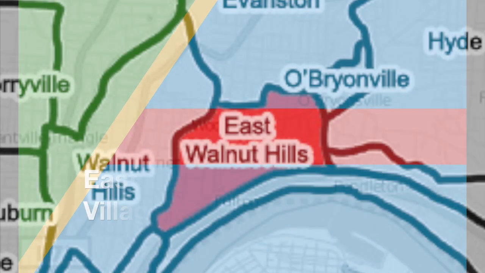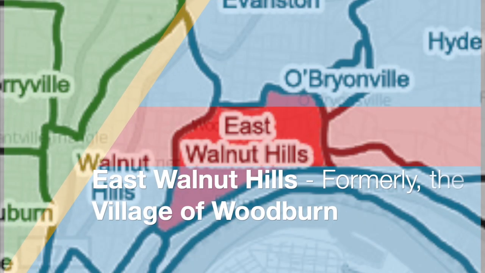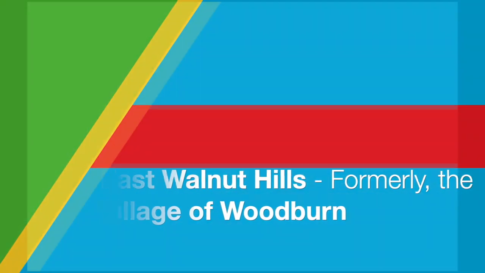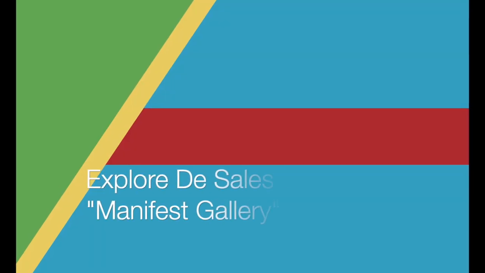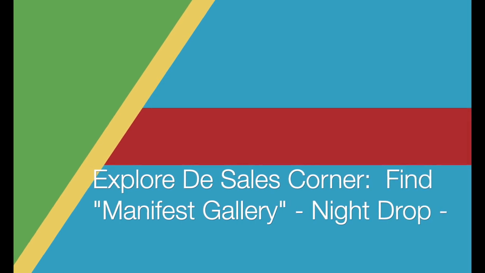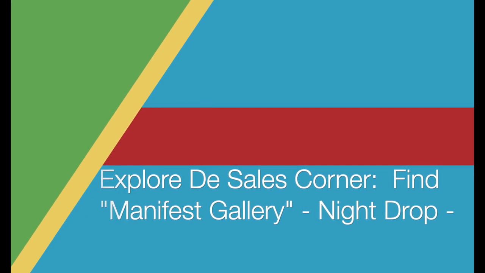East Walnut Hills. Tucked just between Evanston and Walnut Hills in Hyde Park. The origins of East Walnut Hills development are found in a small German Catholic community and the adjoining rural estates of a number of Cincinnati businessmen, which coexisted in the area beginning in the mid-19th century. You can explore this area at DeSales Corner, find the Manifest Gallery, or have a drink at Night Drop.